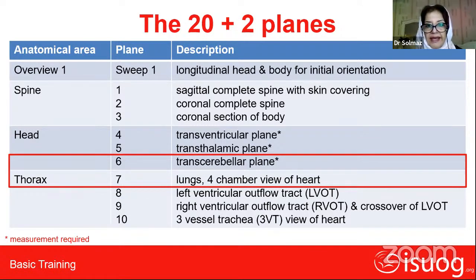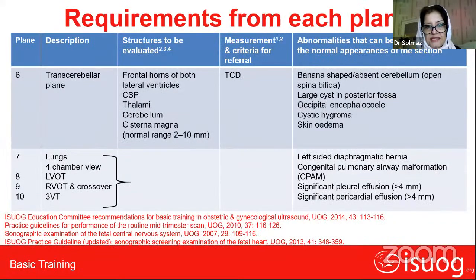How to move between the planes, I will show you in the next slides, but first going briefly through the description of the planes. Plane 6, actually, Dr. Suresh made my life much easier explaining the transcerebellar plane. Just a quick overview: we will need to be able to see the frontal horns of both lateral ventricles, the cavum septum pellucidum, the thalami, the cerebellum, and the cisterna magna, the normal range of which is between 2 to 10 millimeters. The important measurement is the transcerebellar diameter.